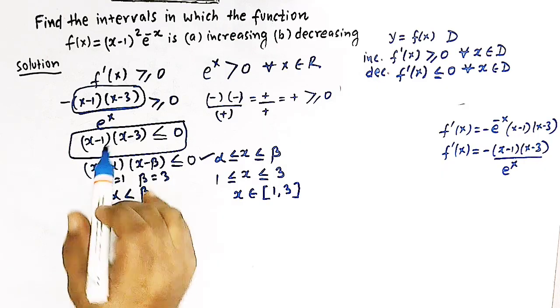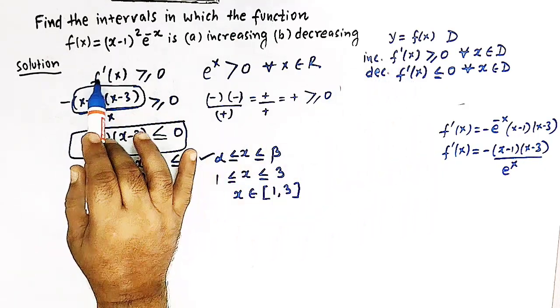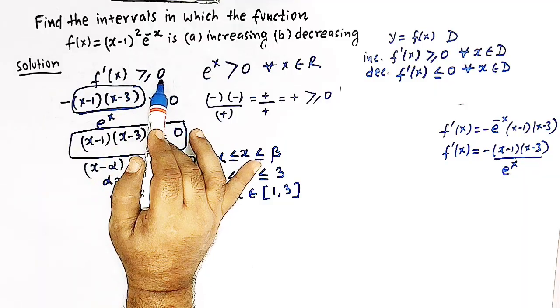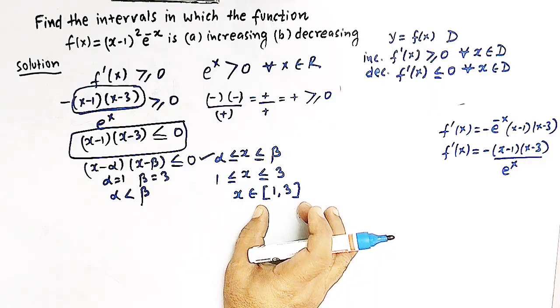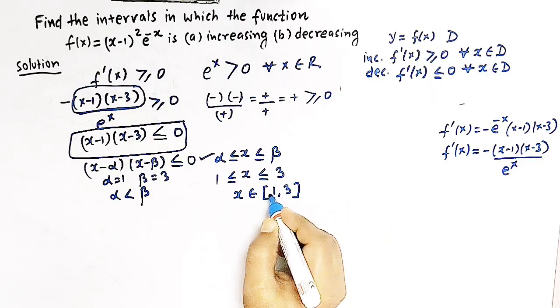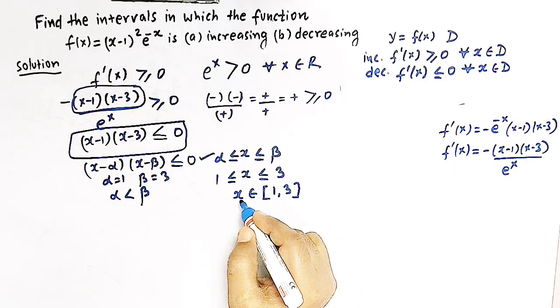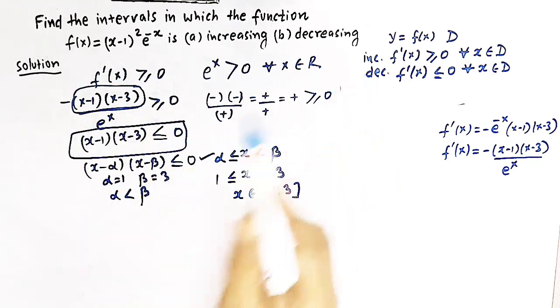So this function is an increasing function when f prime of x is greater than or equal to 0, and here we have obtained the interval x belonging to the closed interval, where both the endpoints are included. So when x belongs to this closed interval 1 to 3, then this function is an increasing function.